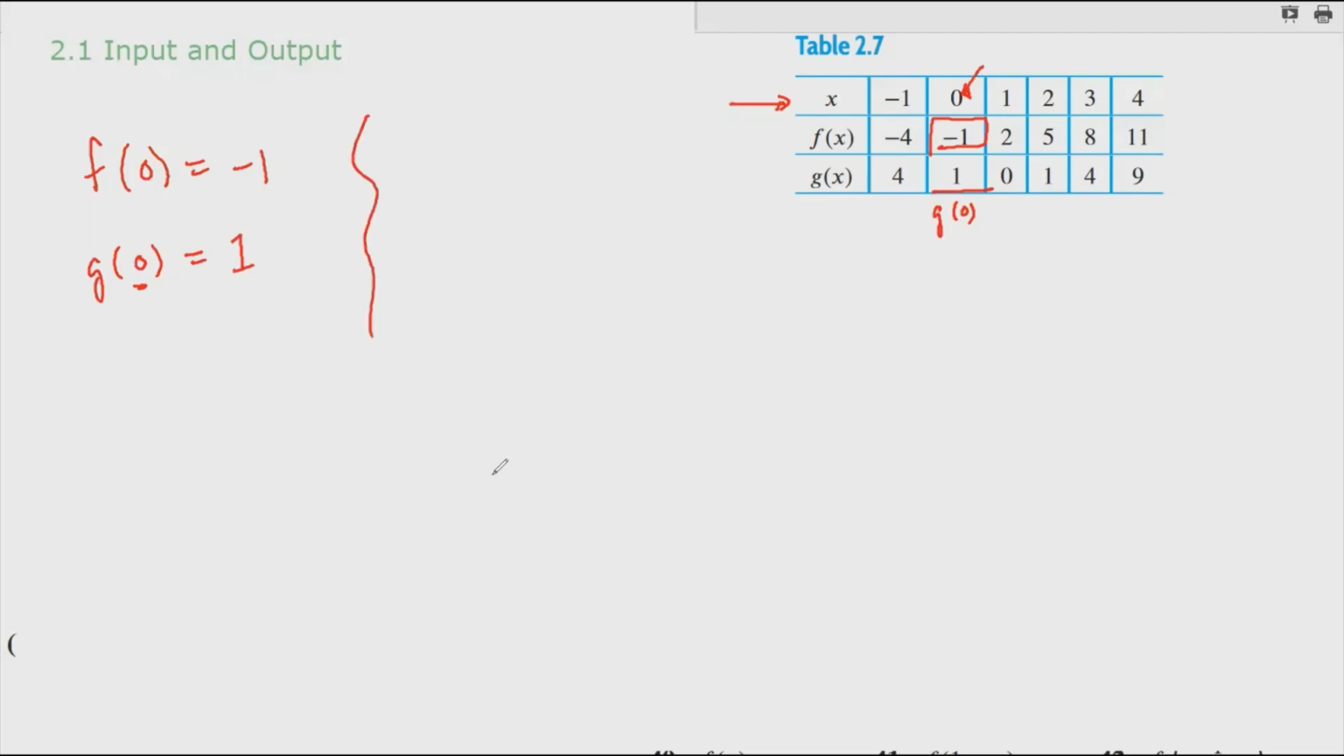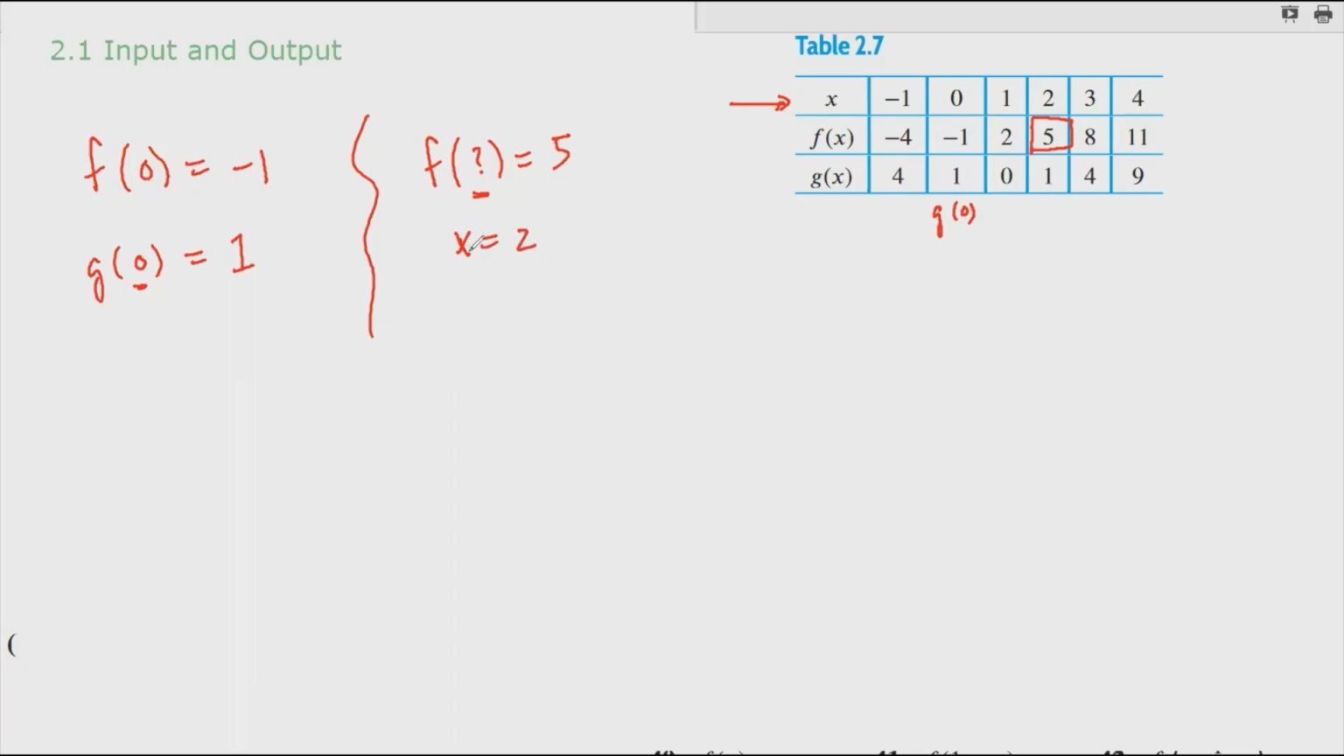I could ask you to do different things as well, and we'll frequently be asked to do different things on our exams. If I was going to say f of what thing equals 5, you would say, okay, I'm looking for the particular input when the output is 5, and we can see that the output of 5 occurred right there, and so x would be equal to 2.